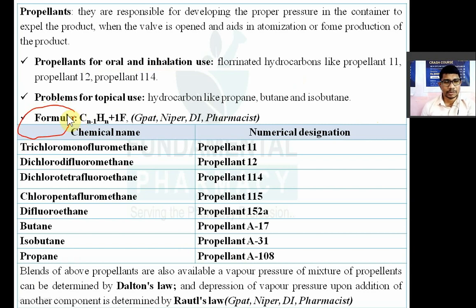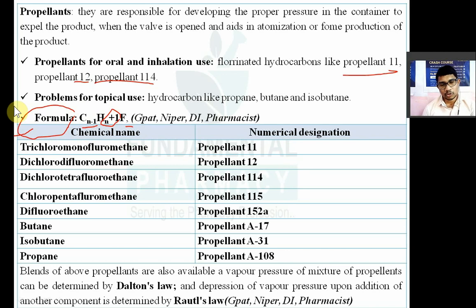Now all these propellants, they are designated by numbers. Like you can see over here, propellant 114, propellant 12, propellant 11. Now they are designated with the number. Why? They are designated, only fluorinated hydrocarbons, chlorofluorocarbons. Remember chlorofluorocarbons, they are designated with the numbers. Now they have a formula. What is the formula? C(n-1) H(n+1) F. C(n-1), H(n+1), ये एक साथ में होता है, n plus one and then F. C(n-1) क्या है? So in the chlorofluorocarbons, the number of carbon minus one is the number of carbon.